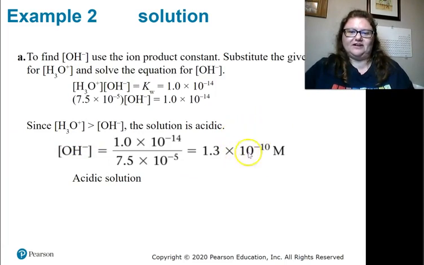Remember, that's what you calculated, the OH- concentration. Okay? So we can then compare this, the 1.3 times 10 to the negative 10, to our original hydronium ion concentration, which is 7.5 times 10 to the negative 5. The hydronium ion concentration is greater than the hydroxide we just calculated. So this is an acidic solution.